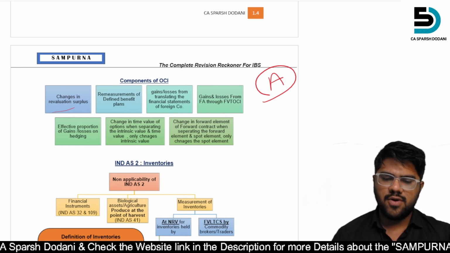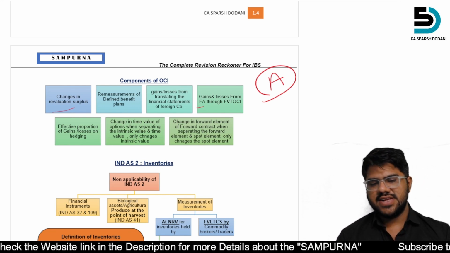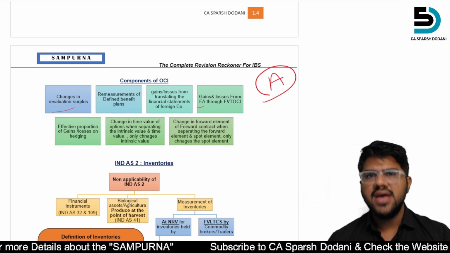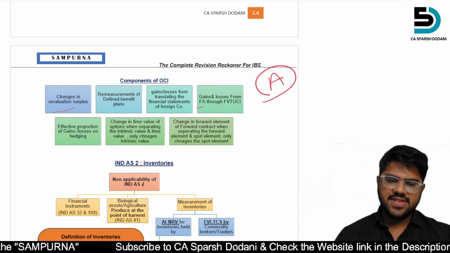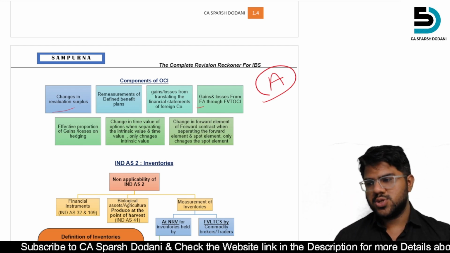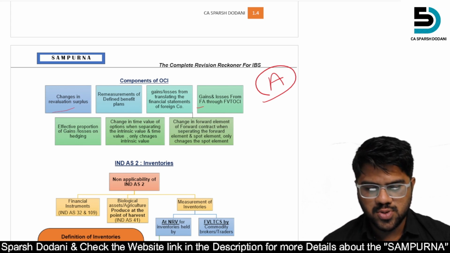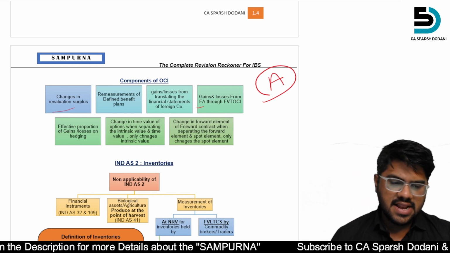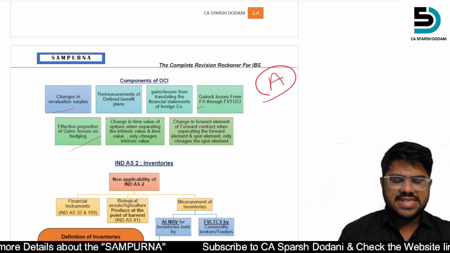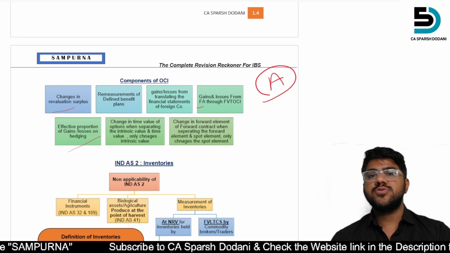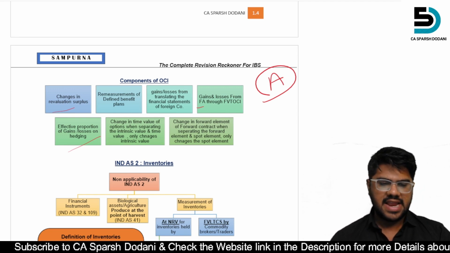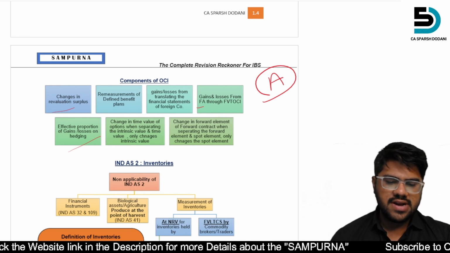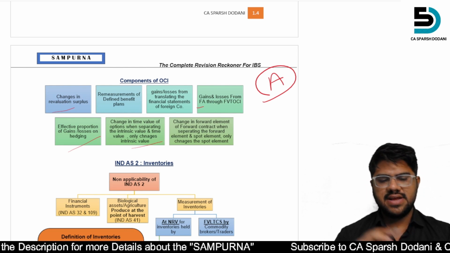Then gains and losses from financial assets at FVTOCI. If you have read FR earlier, you know what is FVTOCI. But if you don't know, FVTOCI means fair value through OCI. So anyway, the fair value is adjusted through OCI, so their gains and losses would also be adjusted to OCI. Then the effective portion of gains and losses on hedging. The gains and losses on hedging are also adjusted to OCI, not with P&L. Change in time value of option when separating the intrinsic value and time value, only the change in intrinsic value.